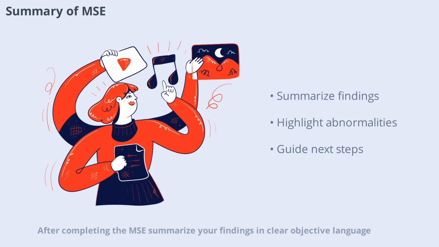After completing the MSE, summarize your findings in clear, objective language. Highlight any abnormalities and note areas of concern. This summary provides a snapshot of the patient's mental state and guides further assessment and treatment. Always document your observations promptly and thoroughly.